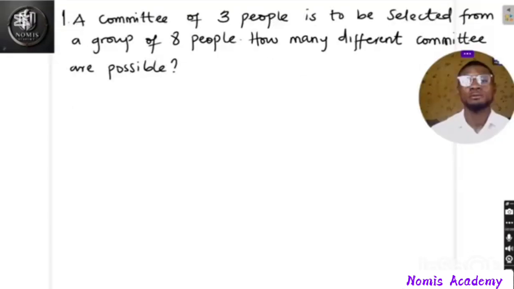Let's test the formula we've learned. A committee of 3 people is to be selected from a group of 8 people. How many different committees are possible? So let's go into the solution. Seeing that we are going to select tells us that this question is a question from combination.